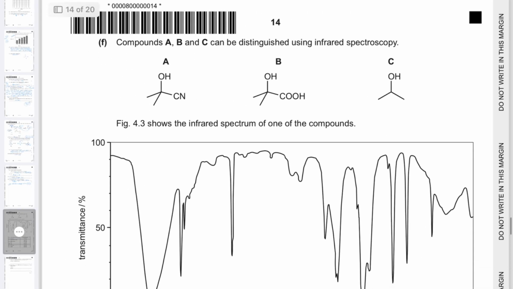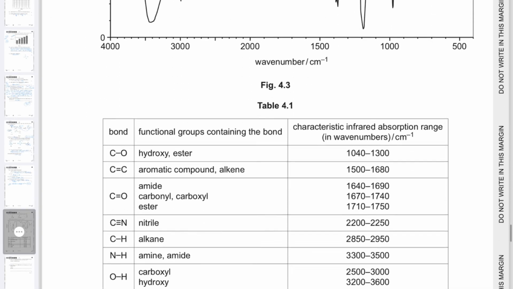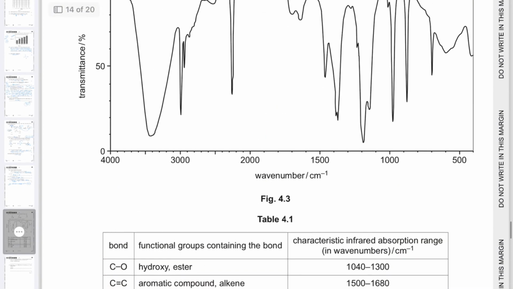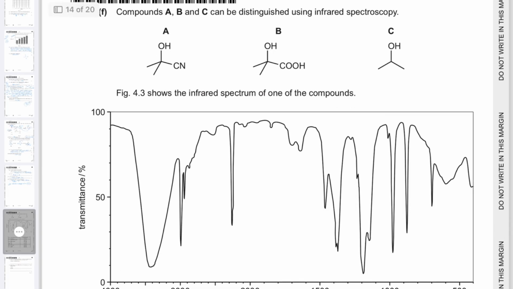F. Compounds A, B, and C can be distinguished using infrared spectroscopy. Figure 4.3 shows the infrared spectrum of one of the compounds. The infrared spectrum of each compound will be unique due to the absorptions that are caused by the bonds in the functional groups of that compound. Here, A, B, and C all have a carbon. All of them have a hydroxyl group. Therefore, all of them will have absorptions caused by the carbon-oxygen bond, as well as the oxygen-hydrogen bonds resulting from the hydroxyl group.